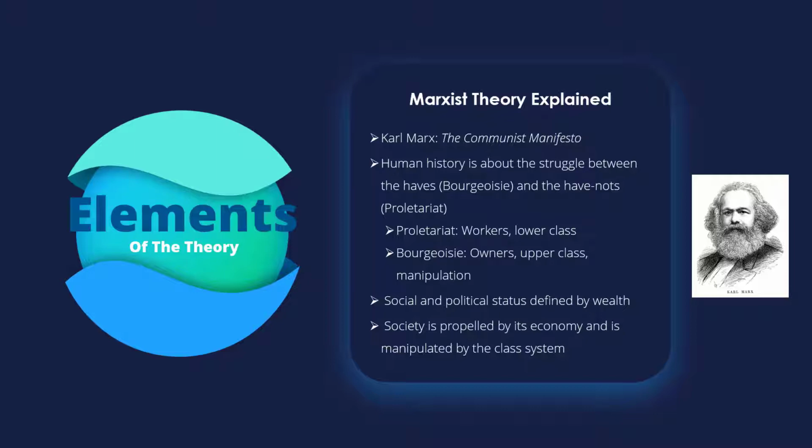The bourgeoisie are the owners, creators, and manipulators, and are the upper class of society. The proletariats are the workers and the lower class of society. The Marxist theory argues that a society's social and political conditions are defined by wealth. Marxists believe society is propelled by its economy and is always manipulated by the upper class.